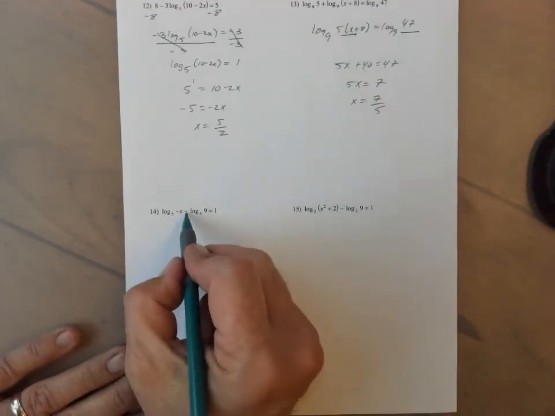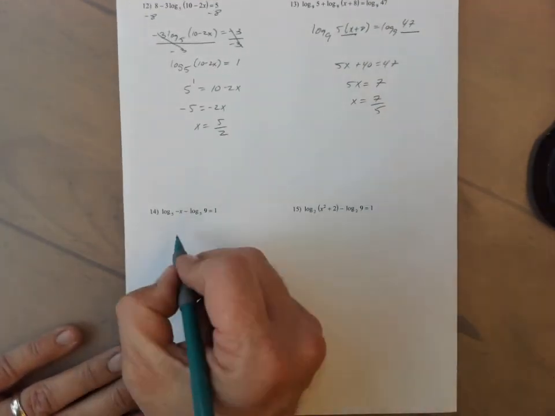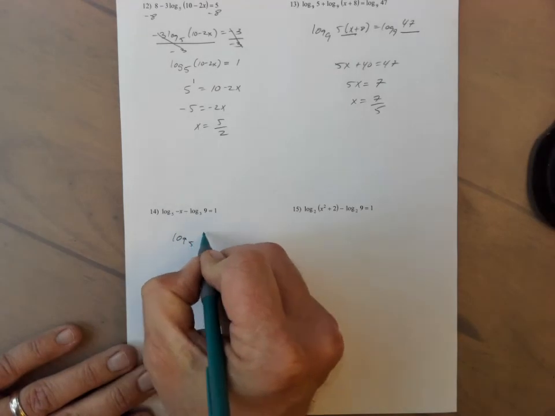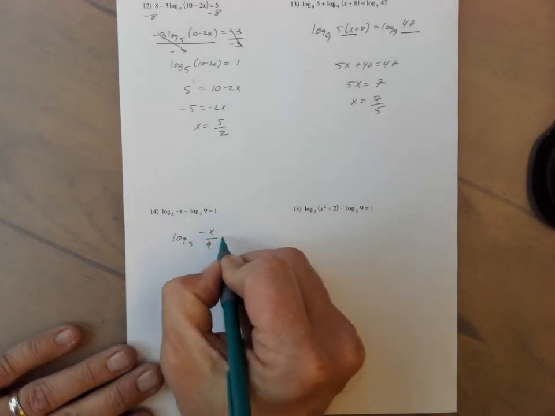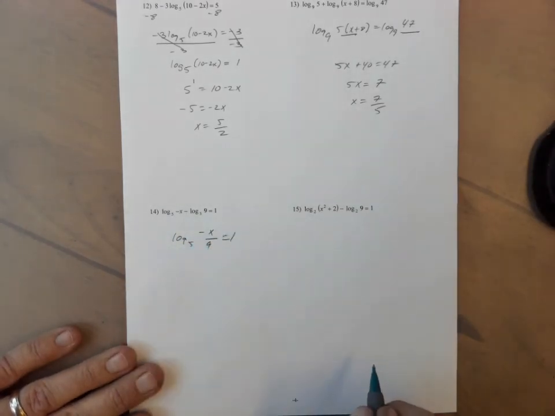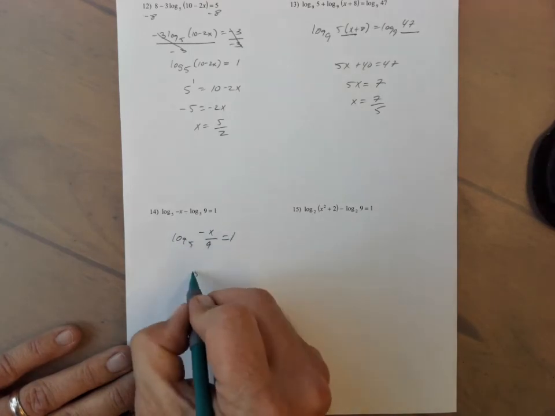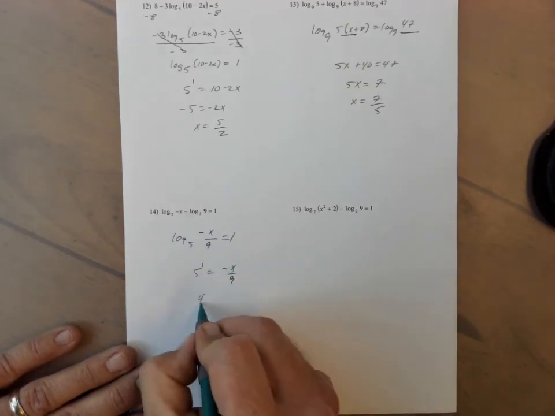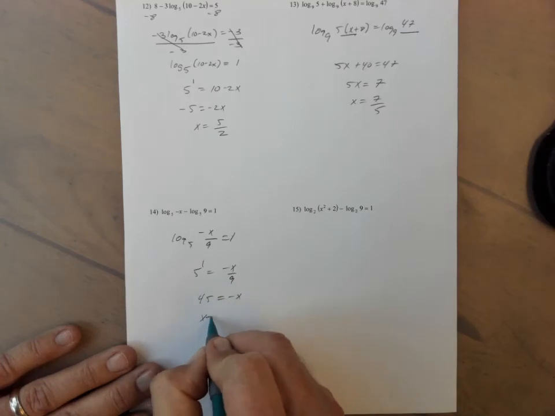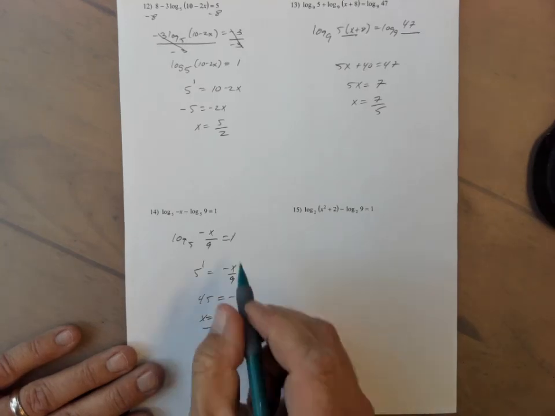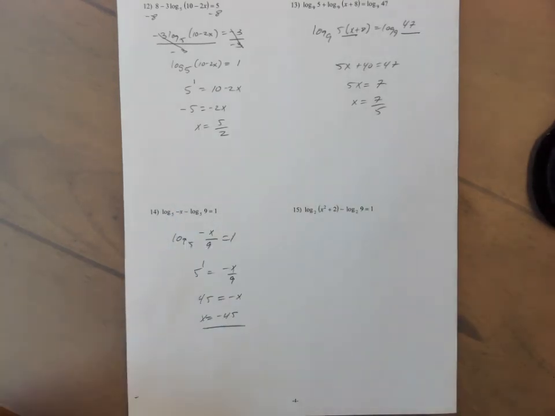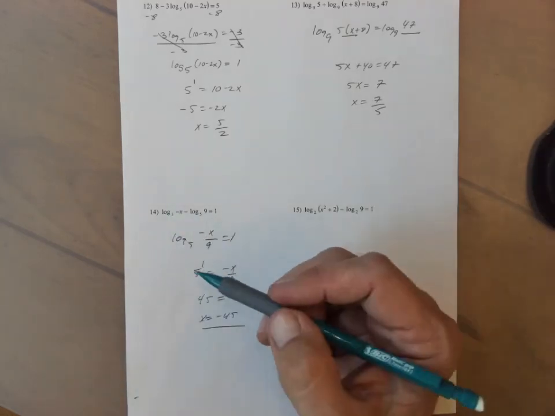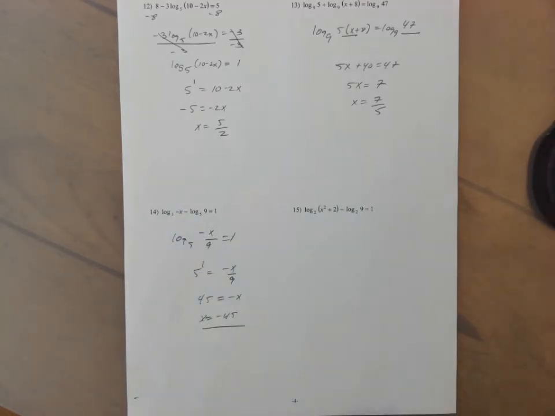Here we're subtracting, so we're going to apply the quotient rule. So the log base 5 of -x over 9 equals 1. Again, 5 to the first equals -x over 9. Multiply both sides by 9, and then x equals -45. And note if I substitute -45 back in for x, we do have minus, so minus a minus, that'll be a positive, so -45 is a solution.